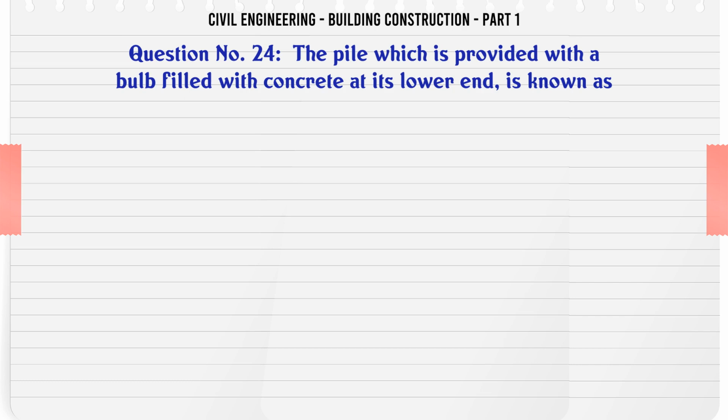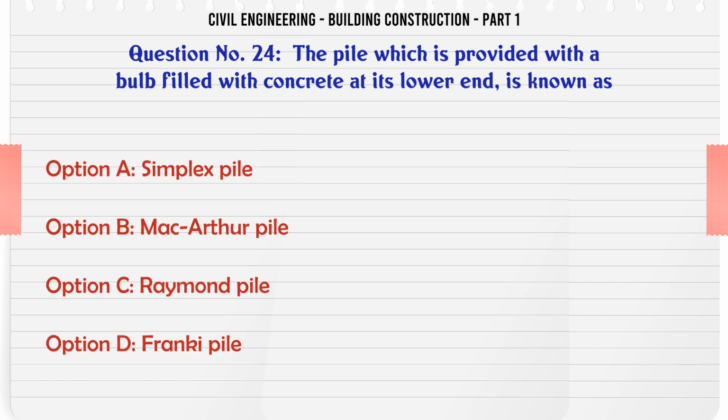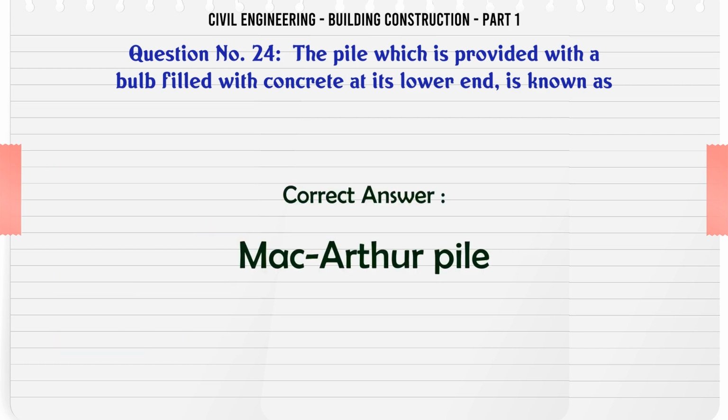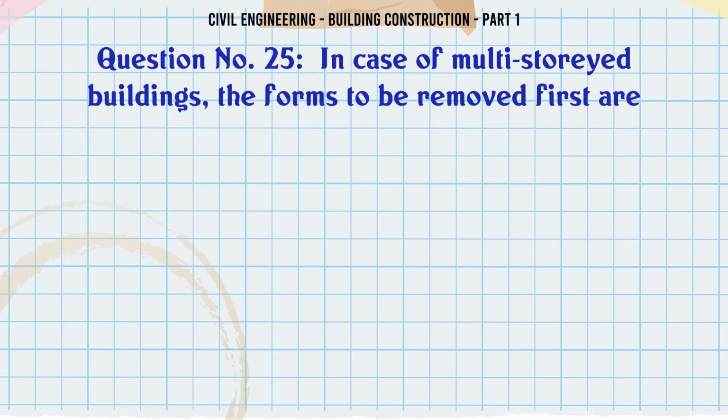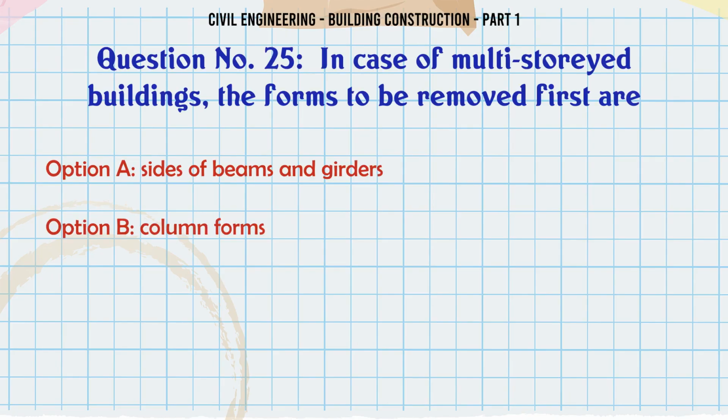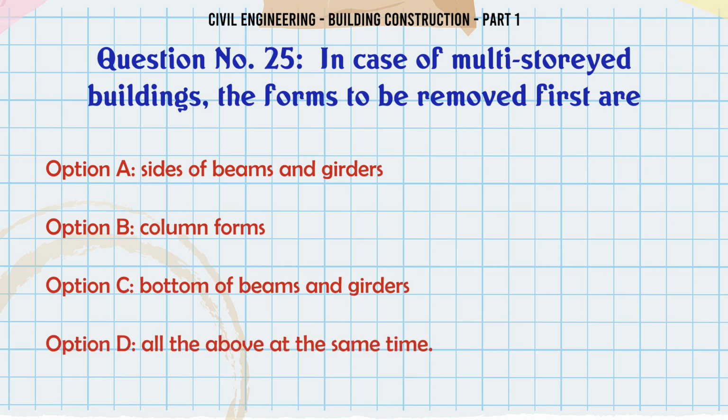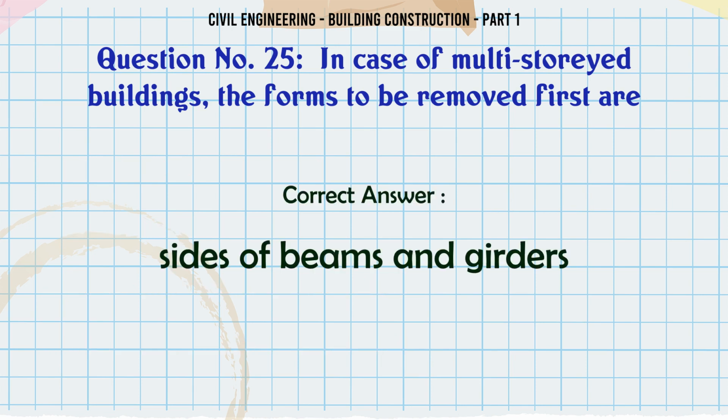The pile which is provided with a bulb filled with concrete at its lower end is known as A, Simplex pile, B, MacArthur pile, C, Raymond pile, D, Franki pile. The correct answer is MacArthur pile. In case of multi-storied buildings, the forms to be removed first are A, sides of beams and girders, B, column forms, C, bottom of beams and girders, D, all the above at the same time. The correct answer is sides of beams and girders.